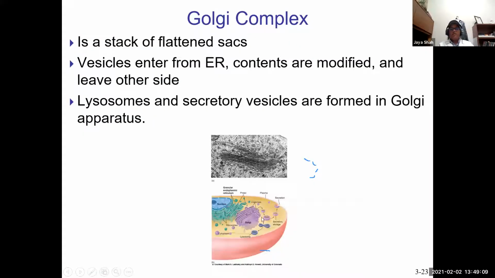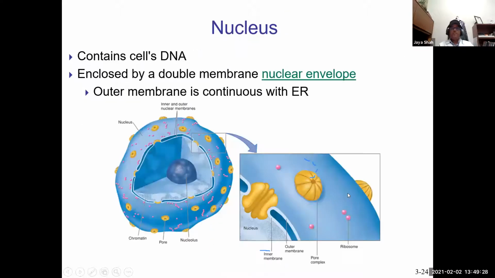So this vesicle is transported to three locations. Number one, some protein is stored as enzyme in the lysosomes. Some protein is used as membrane repair, and some stuff is transported outside in the form of secretion by exocytosis, okay?